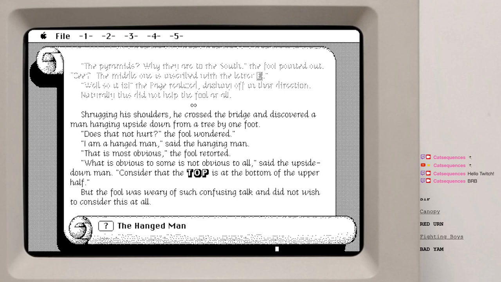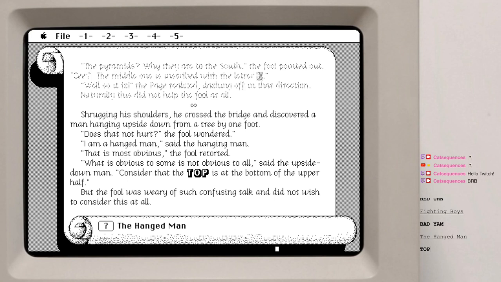Okay, another key word. Okay. So, let's pop the music on pause for a minute. Let's write the Hanged Man down here. And we'll pop a top in there, because we can see that's going to be a clue to something.